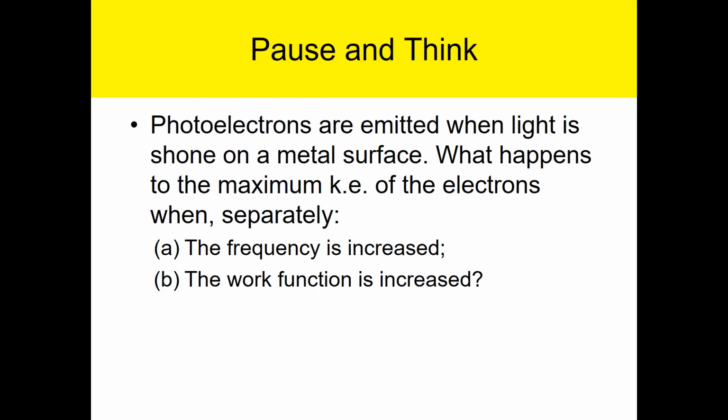Right, so finally, oh wait, before you move on, let's try. Photoelectrons are emitted when light is shone on the surface. What happens to the maximum KE of electrons when frequency is increased? Right, using the conservation of energy equation, how does that work? Okay, part A. Take 30 seconds, think of your answer. Okay, now can you share it with your friends to your left and right?